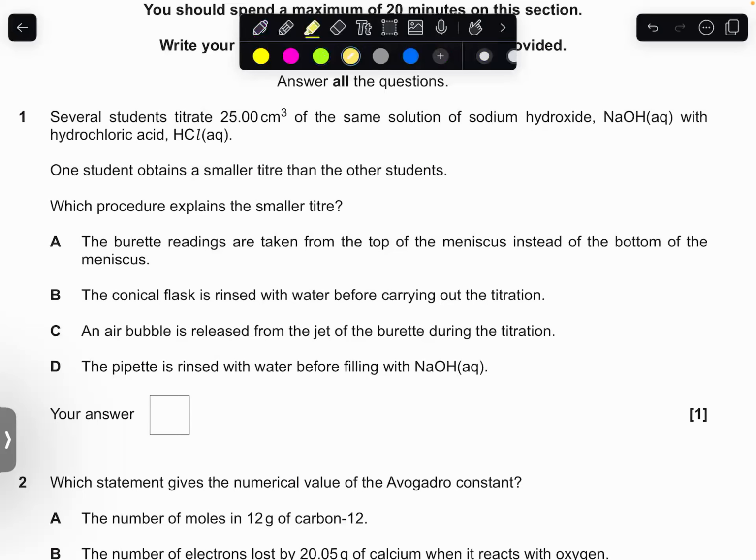0.333 times 10 to the minus 3. And then let's do 0.80 divided by that answer. We've got here 96.